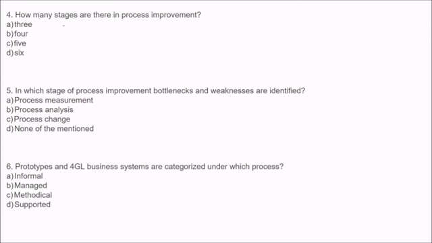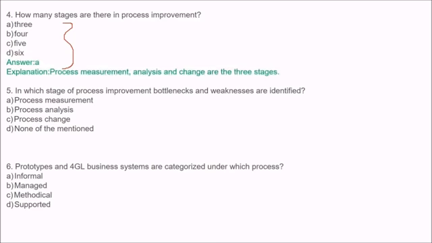Next is, how many stages are there in process improvement? Options are here. You have around 3 stages. These are the 3 stages for you. These stages are process analysis, process improvement identification and change. These are the 3 stages.